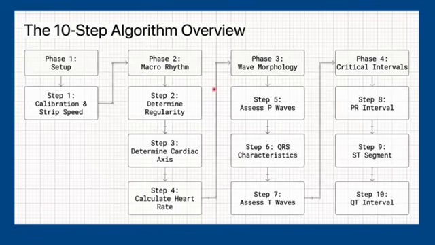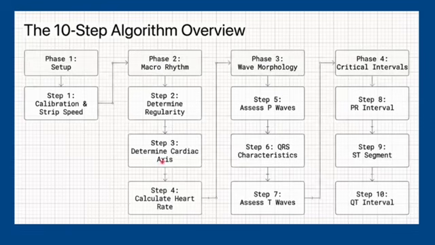This is a 10-step approach. To read the ECG, it is divided into 4 phases. Phase 1, look at the setup of the ECG. Look at the calibration. Look at the strip speed. And then start looking at the rhythm. Is the ECG showing regular rhythm or irregular?